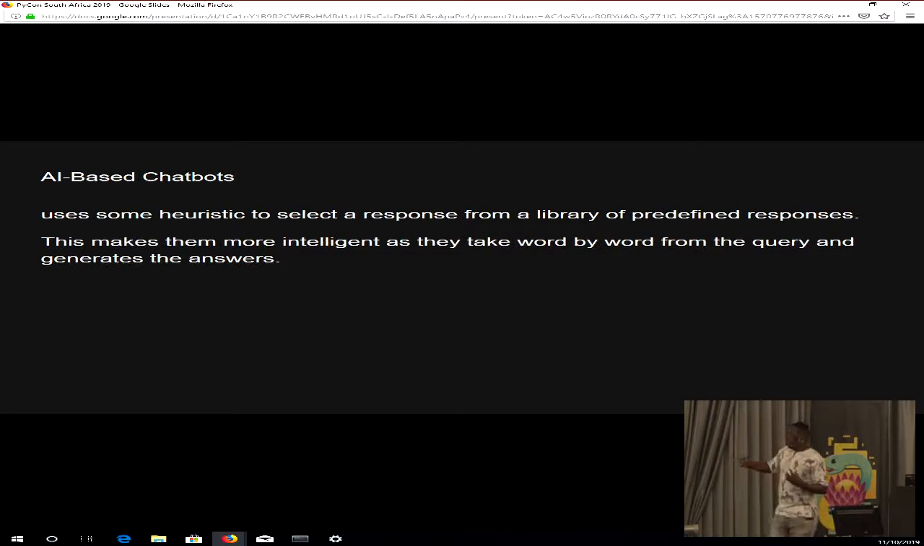It uses some heuristics to select a response from a library of predefined responses, like you have a knowledge base for it. The chatbot makes decisions from the knowledge base you upload to it. Yes, this makes it more intelligent, as it weighs the query and generates the answers.